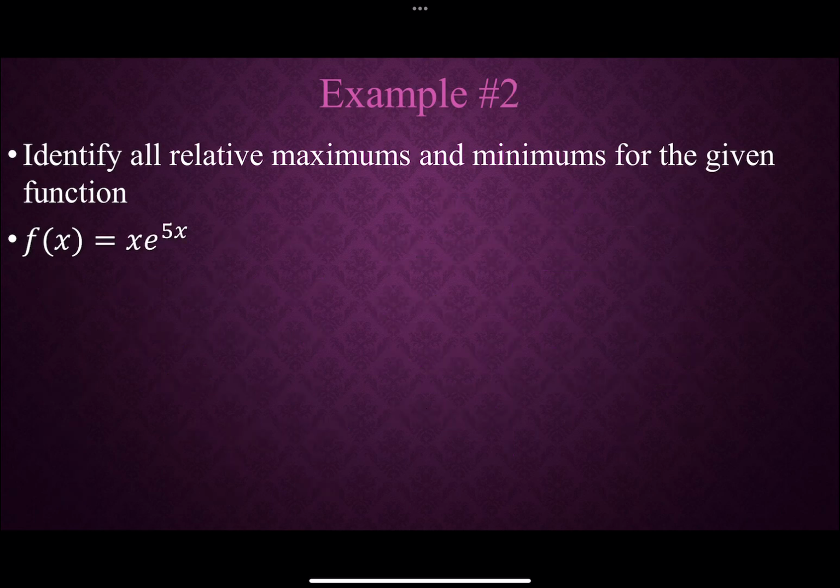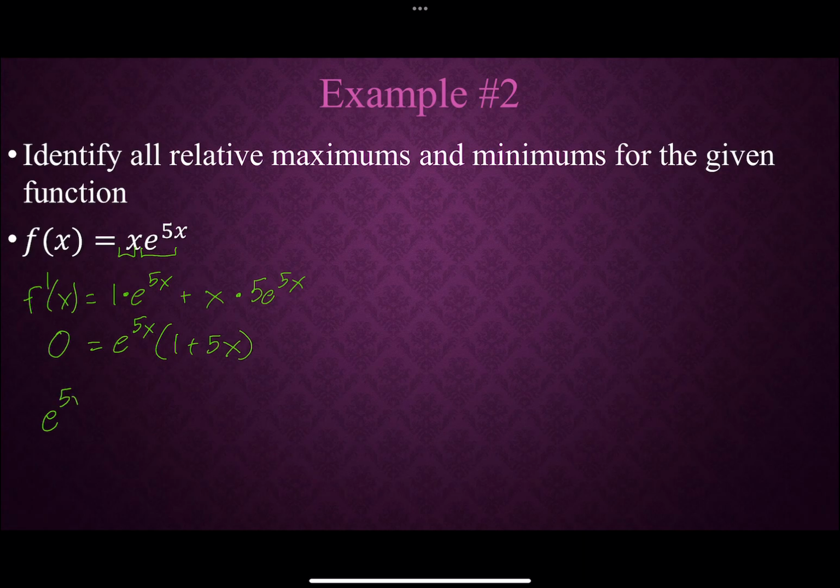Let's do another one. So this one we have x e to the 5x. So again, we're taking our derivative, which is going to be a product rule. There's our first function, there's our second. So f prime of x would be derivative of x is 1 times e to the 5x, plus we leave x alone, derivative of e to the 5x is 5e to the 5x, which we can't combine anything, but we can factor e to the 5x out, leaving 1 plus 5x on the inside. And we set that equal to 0.